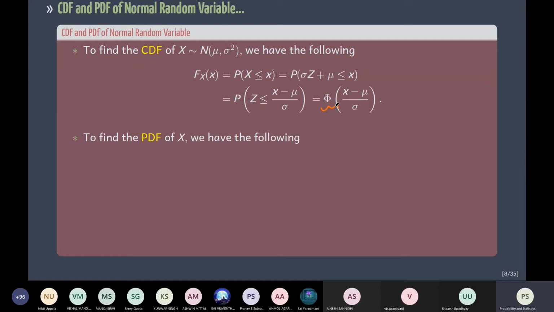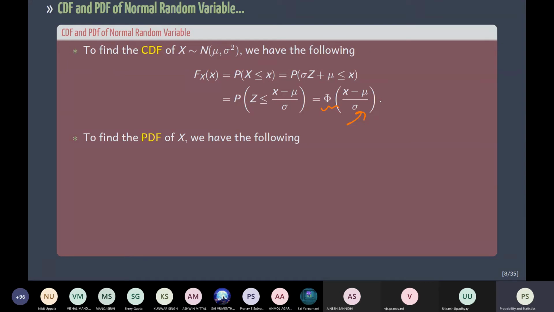So that's why people have come up with a phi function, so that we can refer to phi tables and so on. So this may be some value, and then you look it up in the table. Okay, so we leave it there.